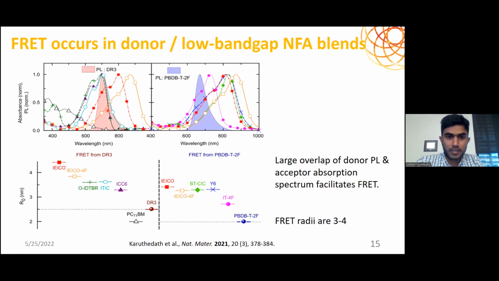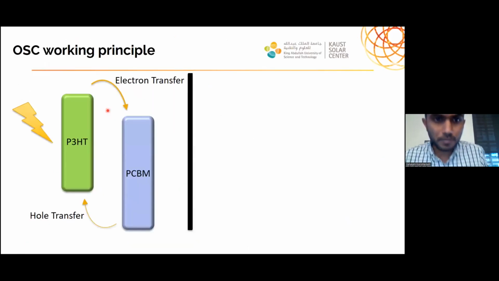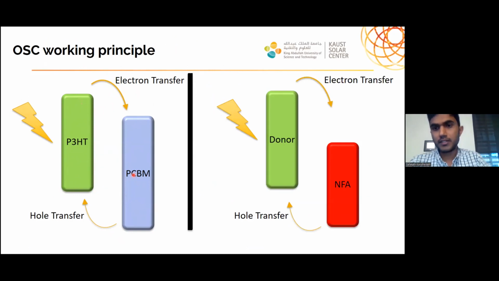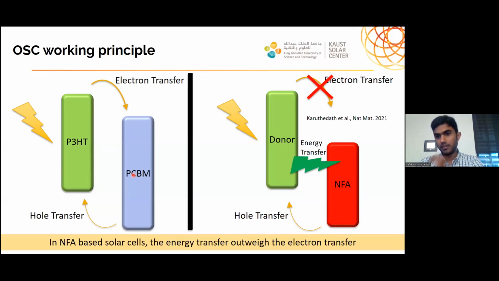I'm going to show you in the coming slide. During the P3HT PCBM era, when you excite P3HT, which is the main photon absorber in the P3HT PCBM solar cell, we get electron transfer, fine, because there will be no energy transfer because of the absorption. PCBM is a high band gap material compared to P3HT. And we can also have hole transfer from PCBM as well. So we simply translated this information to the NFA system, but we showed that it is actually not correct. We will have energy transfer dominated.